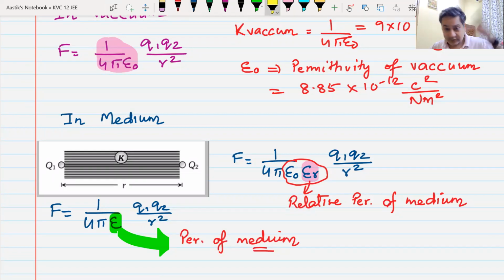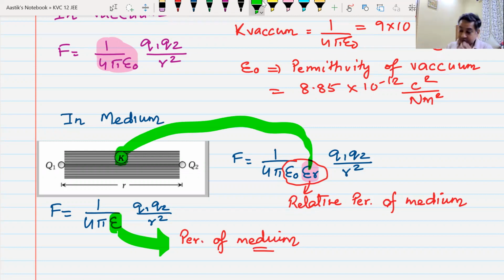Now sometimes, and we are going to see in the topics that are going to come, this epsilon r is also known as k. The other name of this epsilon r is also k, and therefore it is also known as dielectric constant. So this k is sometimes also known as dielectric constant. So far so good?